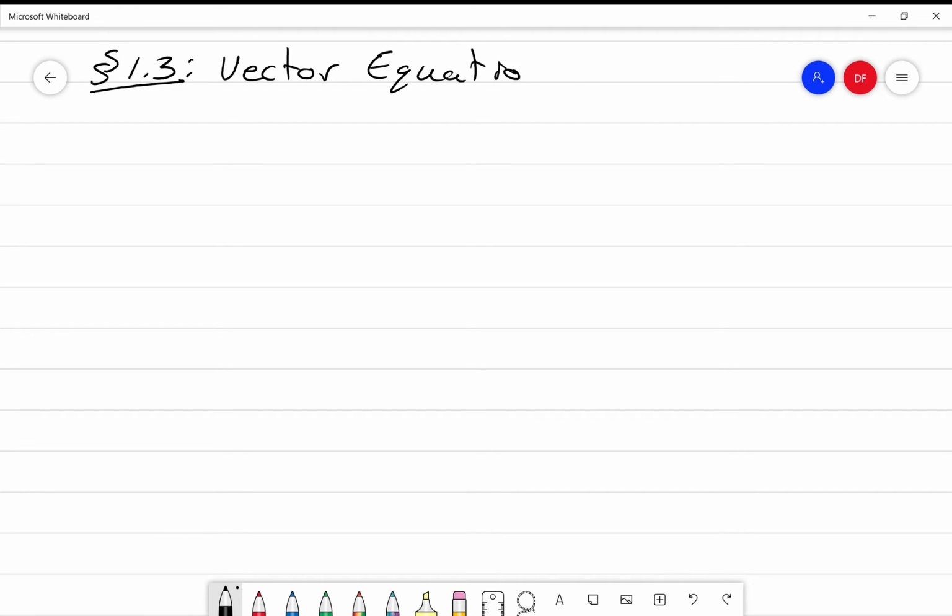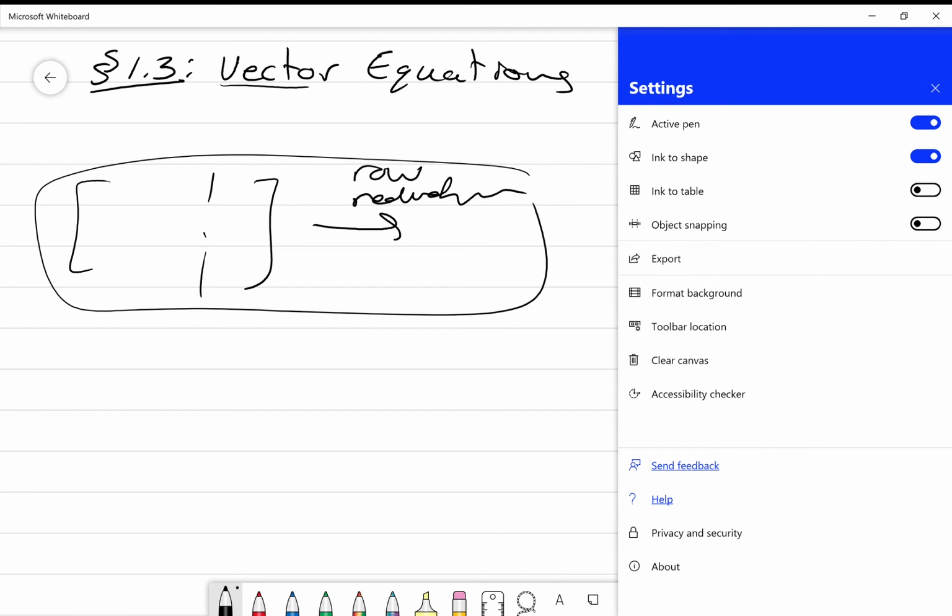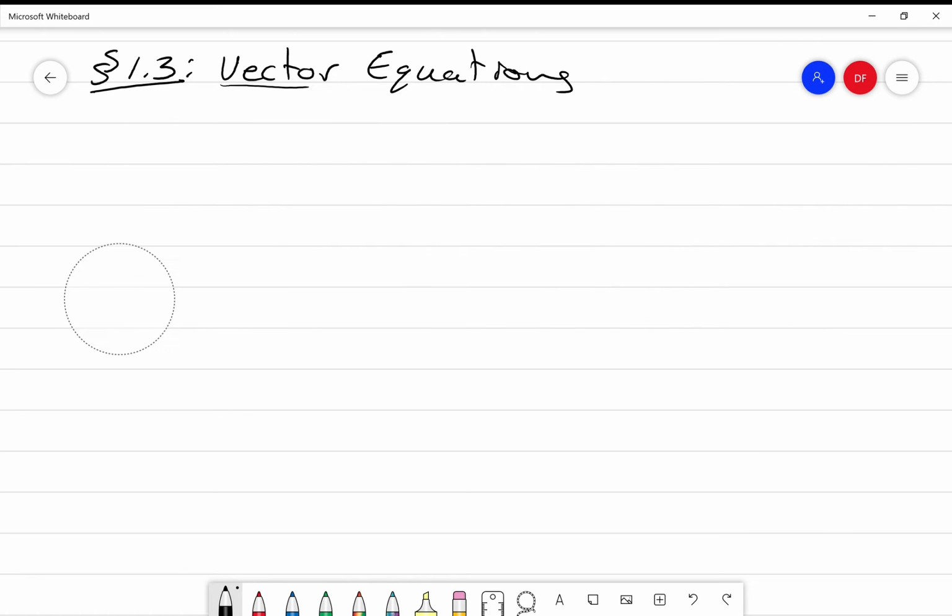Vector equations. In this section, we're going to connect equations involving something called vectors to systems of linear equations, which we saw how to solve using augmented matrices and row reduction. We're going to connect this idea to ideas of vector equations. Okay, so first, let's start with a definition for a vector.